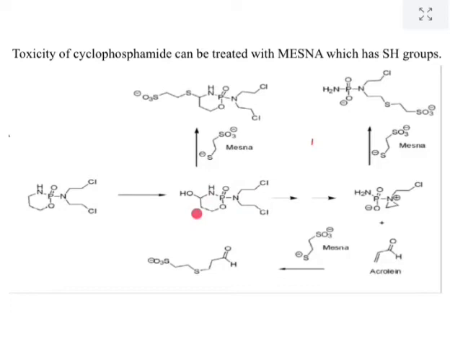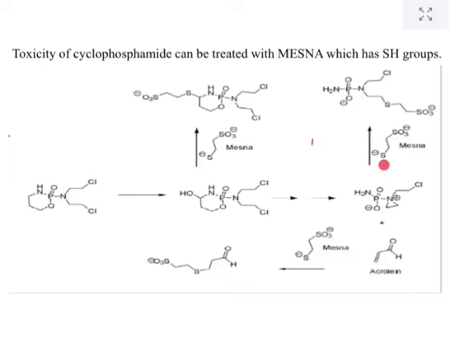So remember, we go through this, giving us the hydroxyl group, and then the cleaving, and once it cleaves, it gives us the phosphoramide. Once you get the phosphoramide, it gives you the active moiety, and this active moiety is what you can mop up. So remember, mesna will have a hydrogen here, it will have a hydrogen there.